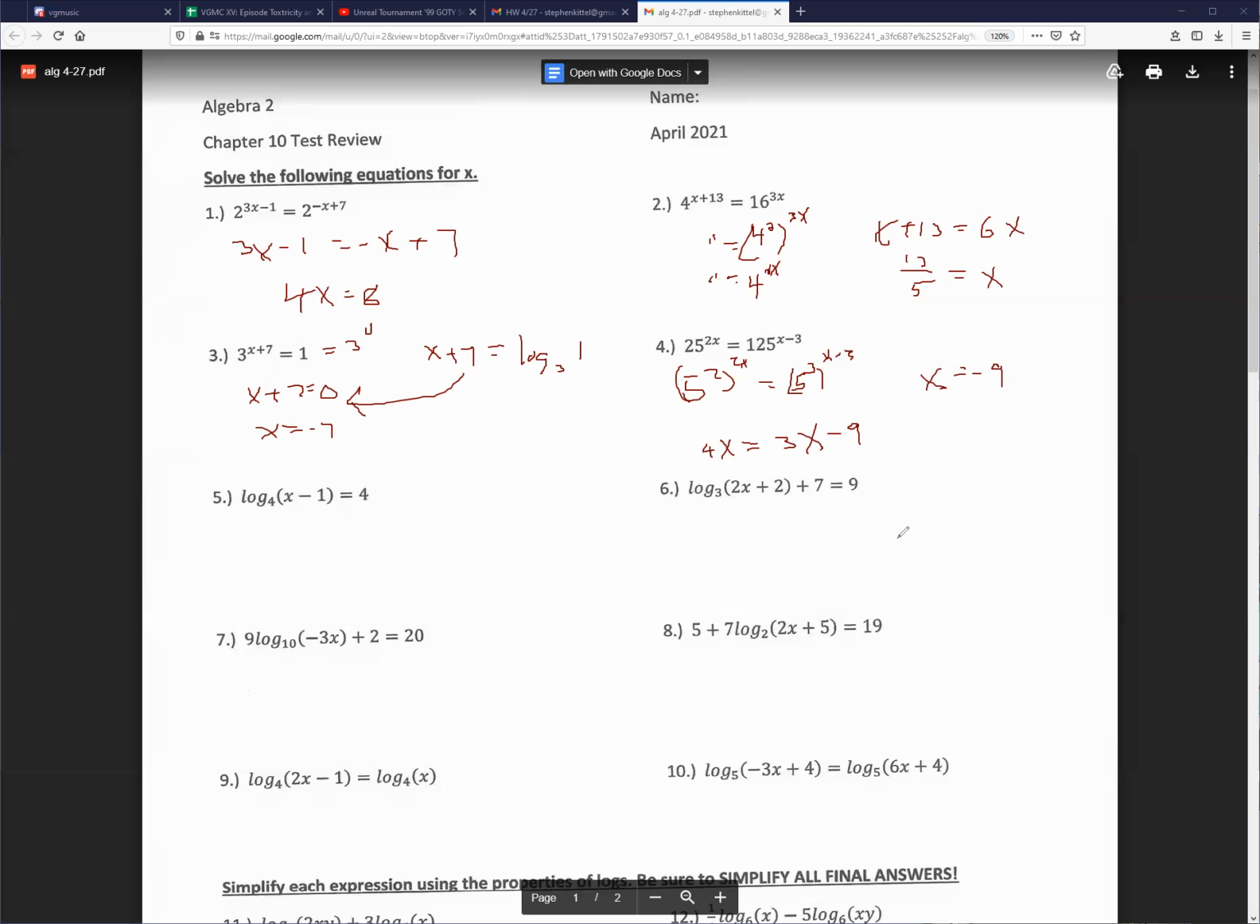All right, now some log questions. We will 4 to the both sides, we get x minus 1 equals 4 to the 4th, which is 256. So when we add 1, we get 257.